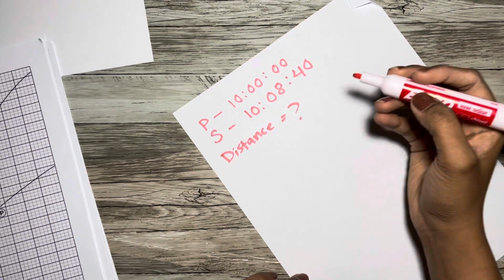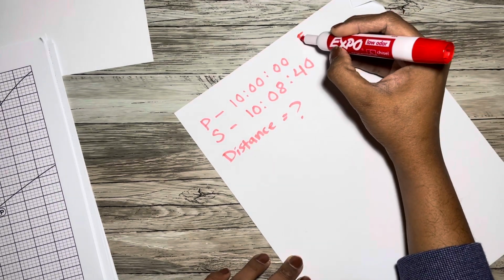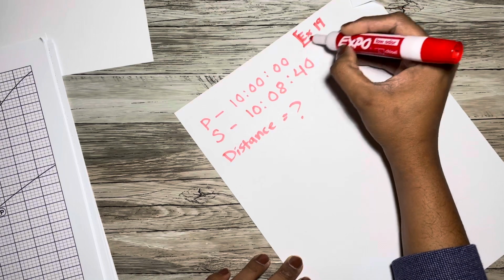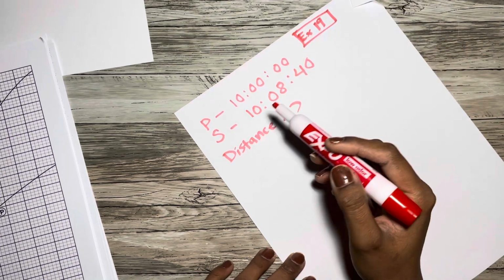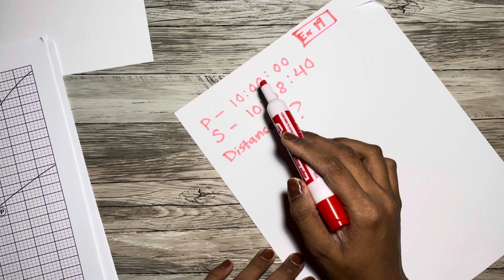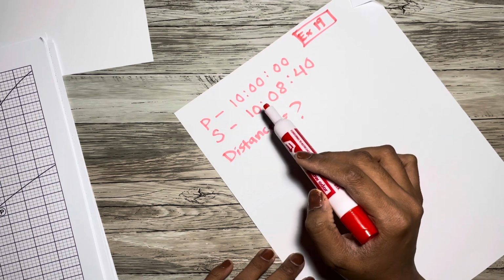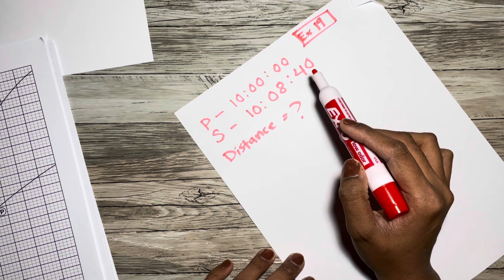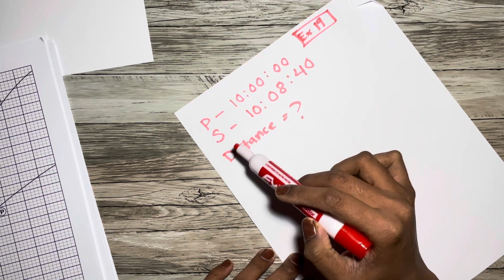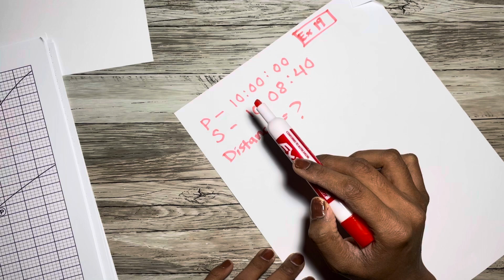Guys, so right now we're working on example 19, and example 19 says that the P wave arrived at 10:00:00 and the S wave arrived at 10 hours 8 minutes and 40 seconds. This question is asking for the distance that the P wave and S wave traveled.